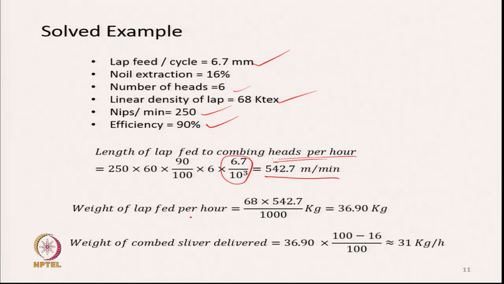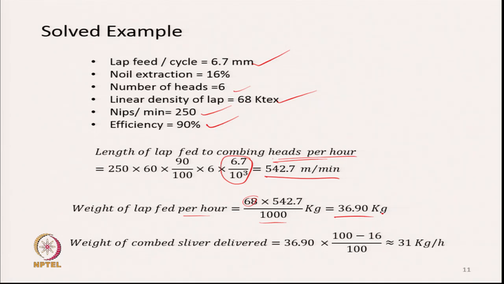Weight of lap fed per hour, therefore, we convert it into kg. So, we multiplied by the lap hank, which is 68, and then divide by 1000 to convert the weight in gram to kg. So, we get a figure 36.90 kg.